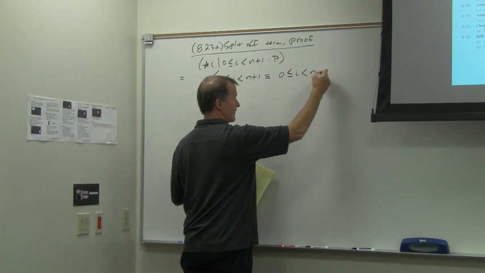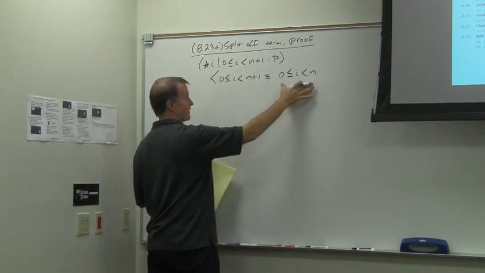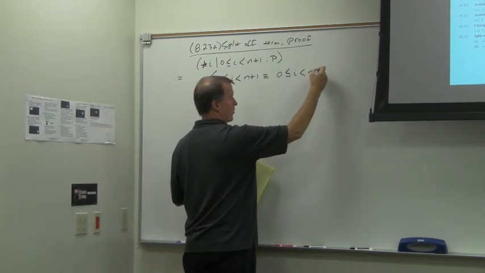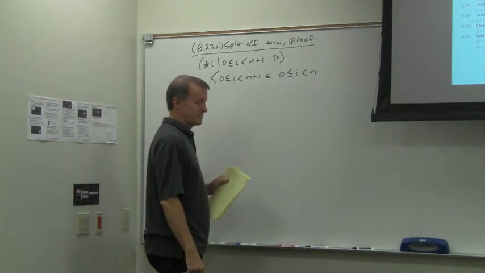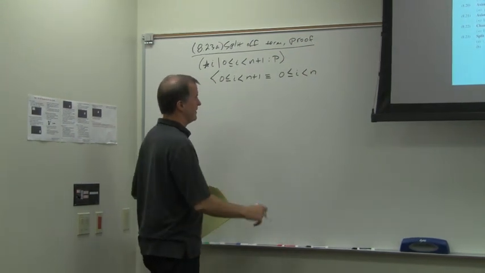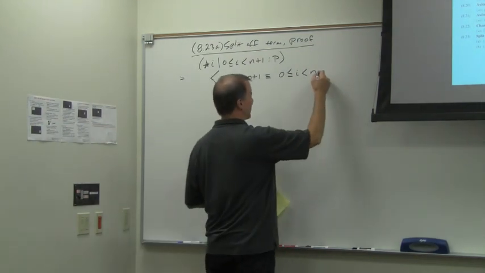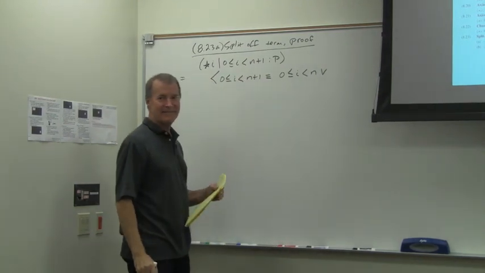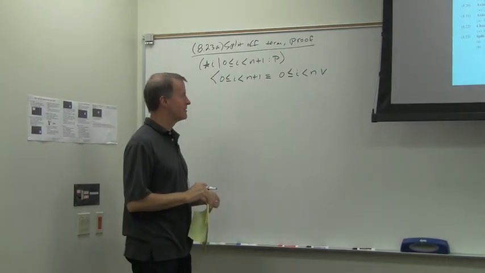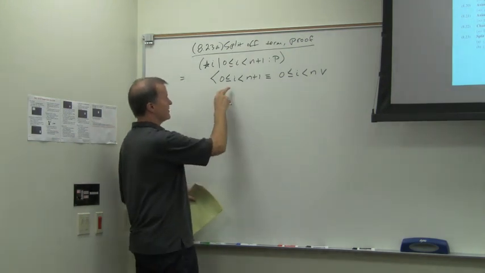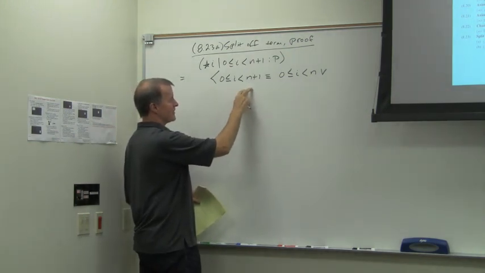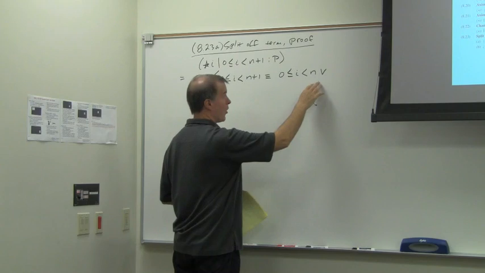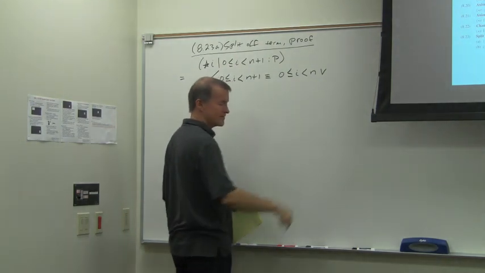But I'm not finished yet, because what did I leave off here? N plus 1. I'll just write it and see if you believe it. This is 0 is less than or equal to I less than n plus 1. That's the same thing as 0 less than or equal to I less than n, or 0 less than or equal to I less than n plus 1.